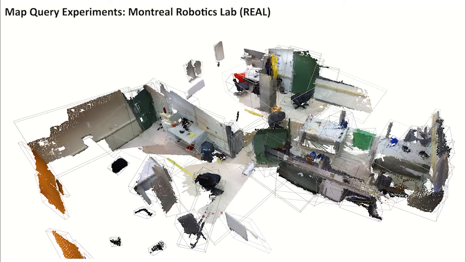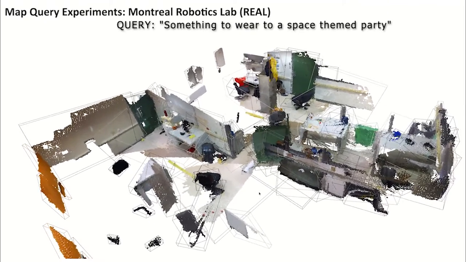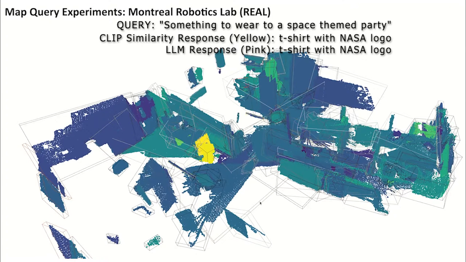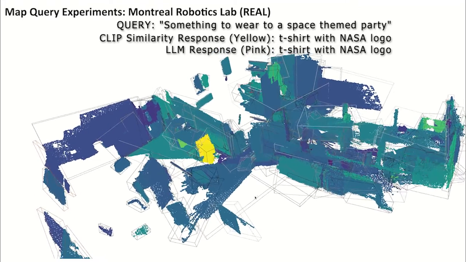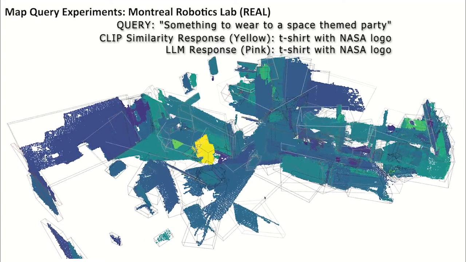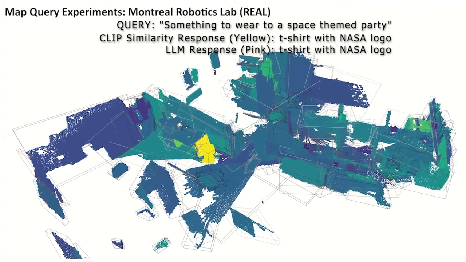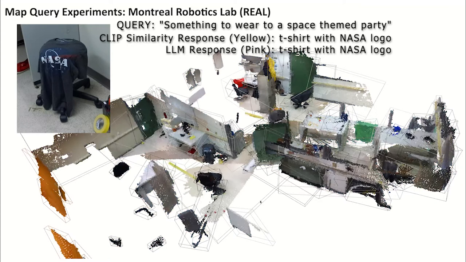Time for a query. How about something to wear to a space-themed party? First, let's try to resolve the query via CLIP similarity. This is simply fetching the object whose CLIP feature vector has the highest cosine similarity with the query's CLIP feature vector. Here's a heat map style visualization where the high CLIP similarity objects are highlighted in yellow and low CLIP similarity objects are highlighted in blue.